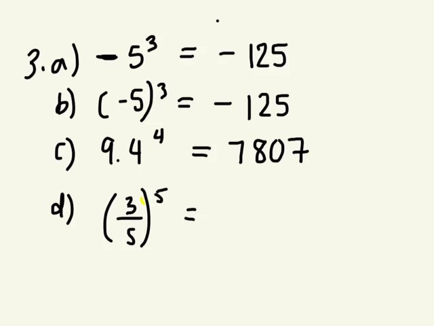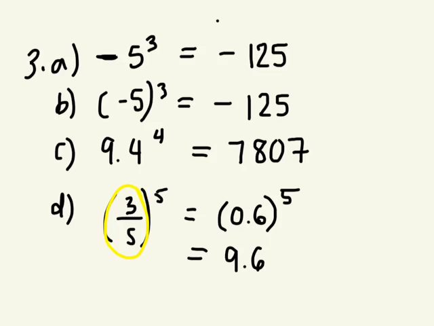We can turn this into a decimal. What's 3 divided by 5? Good. So we can represent this as 0.6 to the power of 5. What's 0.6 to the power of 5? Now this is easy to evaluate. Yep. It's not 9.6. It's a decimal. So it's 0.